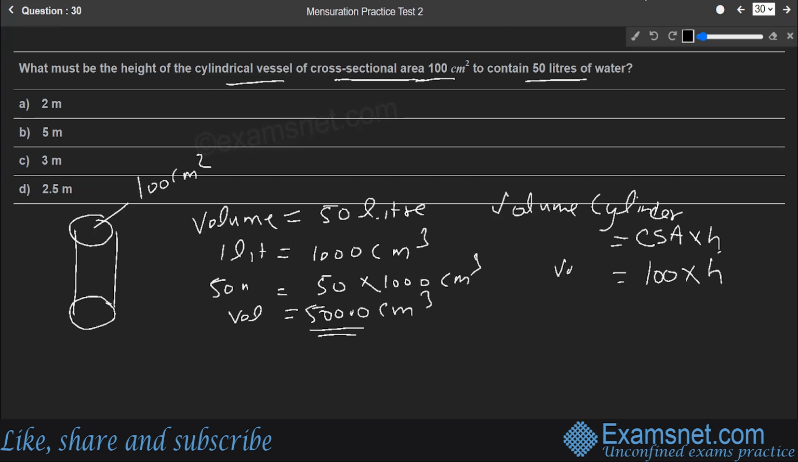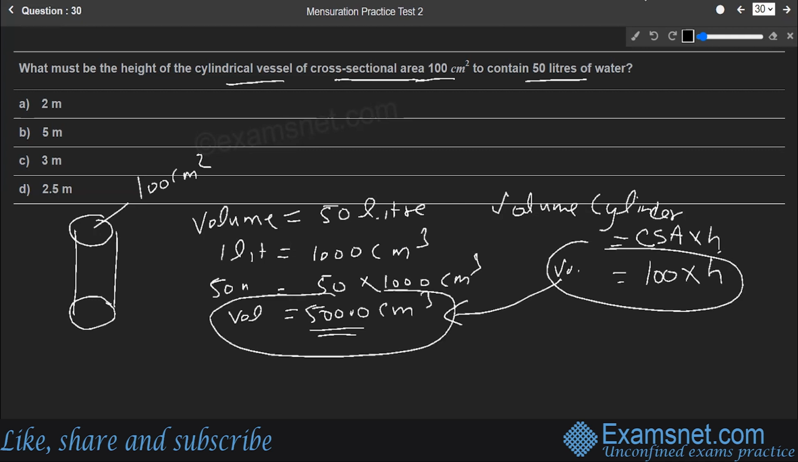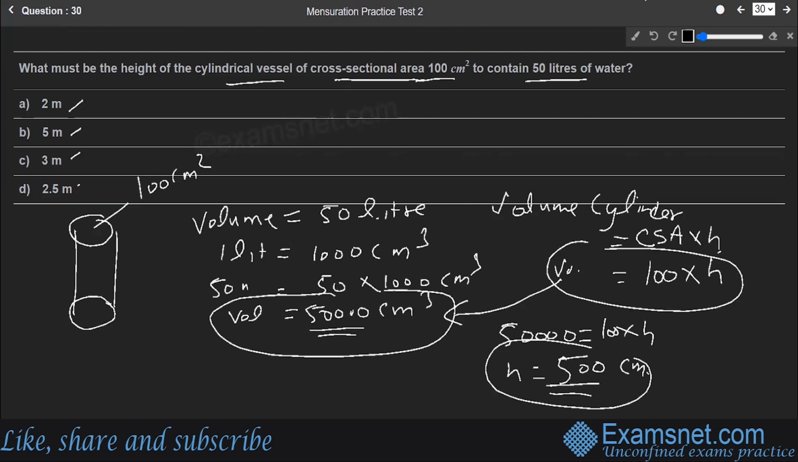So this is the volume of the cylinder, and volume of the cylinder will be obviously equal to the volume calculated from 50 liters. So it's going to be 50,000 is equal to 100 into h, which will give us h value as 50,000 divided by 100, which is nothing but 500 centimeters. So the height of the cylinder is 500 centimeter. The options are given in meters, so we need to convert this. 1 meter has got 100 centimeters, so 500 centimeter will be simply 5 meter. So that's going to be the right answer. Height of the cylinder is 5 meter, option number B.